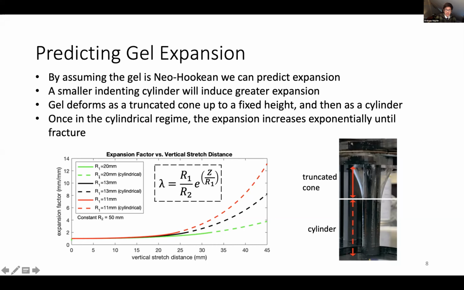And this graph here is just showing what the expansion factor looks like when we stretch greater and greater distances. You can see there's this exponential stretching relationship. And this picture on the right is showing how when we stretch the gel, it first deforms like a truncated cone until a certain point, then it'll just deform as a cylinder, at which point the stretching is exponential.